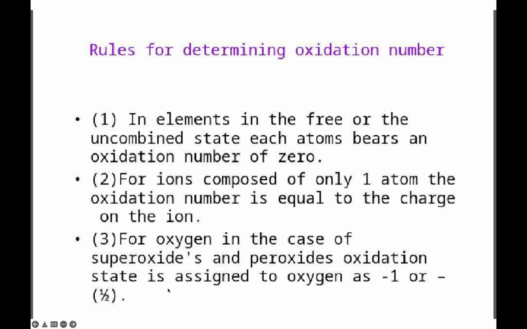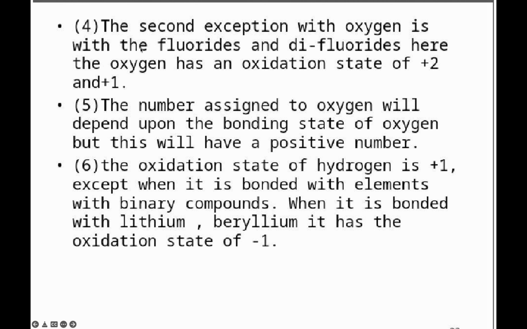So just remember that. Now the fourth rule is that the second exception with oxygen is with fluorides and difluorides. Oxygen almost always has an oxidation state of -2, but here with fluorides and difluorides, it has +2 and +1 oxidation states. Then the fifth rule is that the number assigned to oxygen will depend upon the bonding state of oxygen, but this will have a positive number.